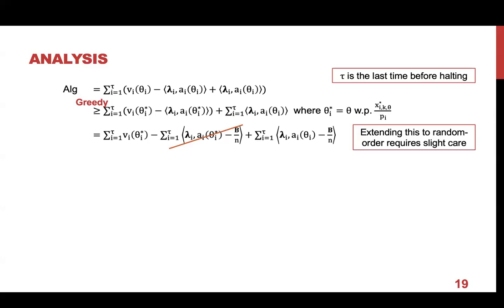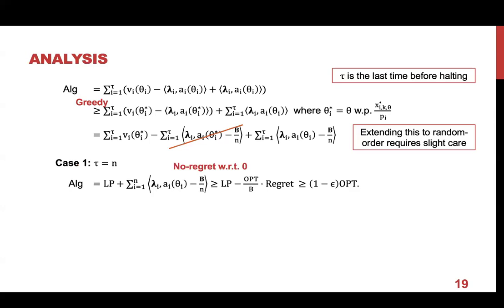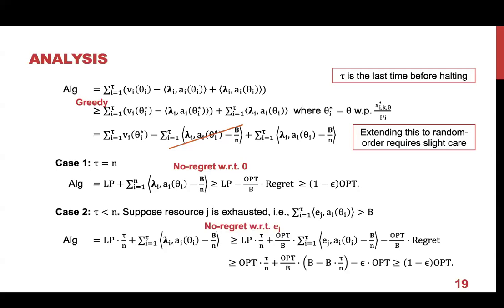Now, depending on the two cases, whether you go on till the end or you stop early, you have to apply the no regret property accordingly. So this is the entire proof. You have two cases. Case one is where you go on till the end. In this case, you apply the no regret property with respect to the all zero price vector. That's the reason I was working with the solid simplex rather than just the vertices.